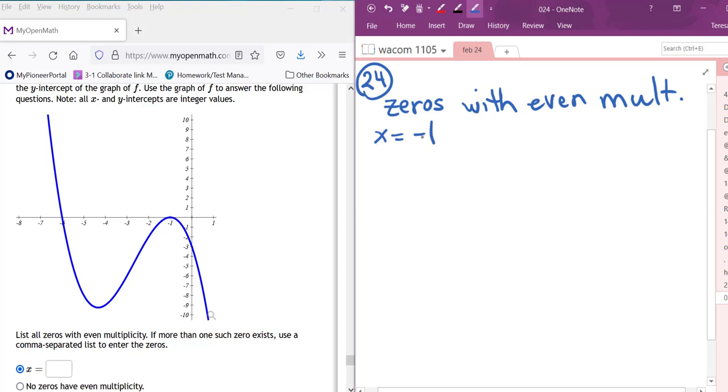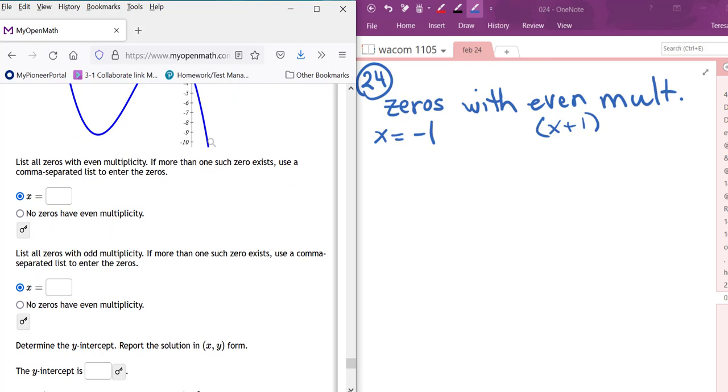And x equals -1 would come from, when we factor it, x plus 1 will be the factor. So it touches and turns there, so that is an even multiplicity. At -6, it crosses. And if there's more than one of these, you would make a list. So we're good there.